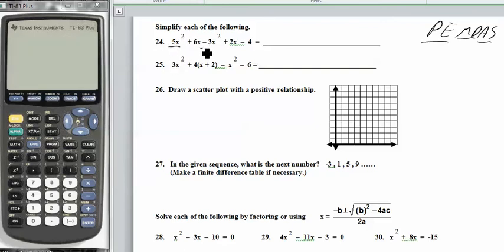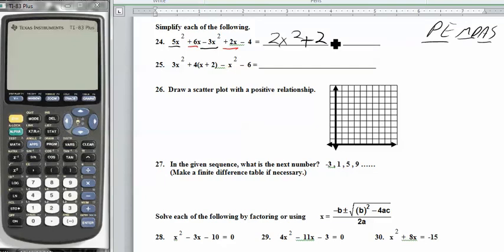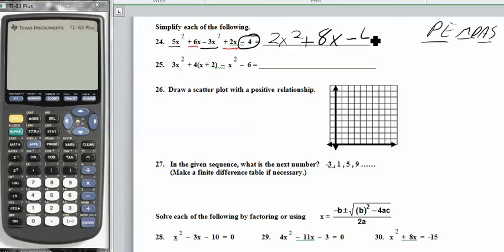So we want to add our x squares. Then we want to add our x's. 6 plus 2 is 8, I'm sorry. And then we want to add anything that doesn't have a variable. In this case, there's only one of them, but there might be more than one. And then that is simplified as far as we can.